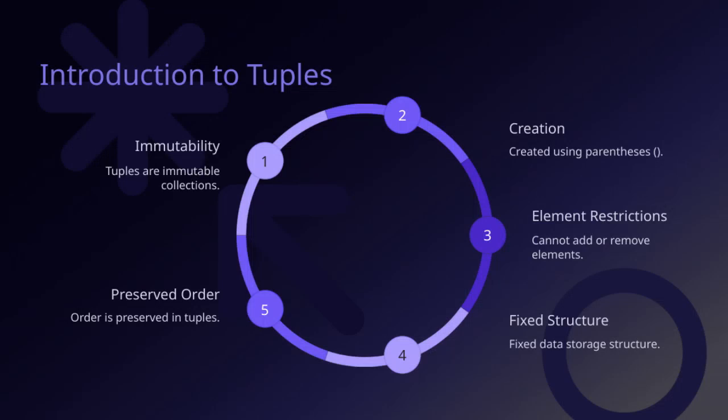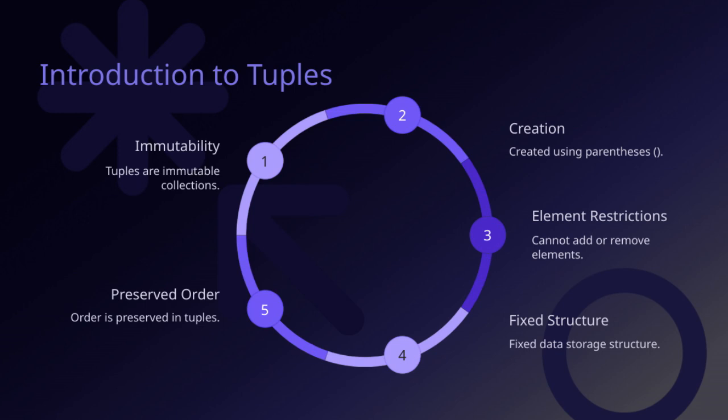Now let's look at the fixed data storage structure, specifically focusing on tuples. Tuples have a fixed structure, which means once you create them, you can't add or remove elements. This is a key characteristic that sets them apart from other collections. You create a tuple using parentheses, like this, which makes it clear that the structure is fixed from the start.